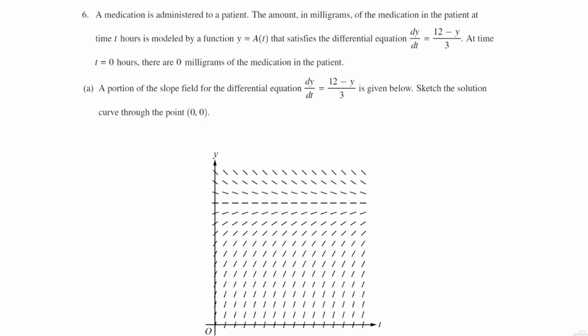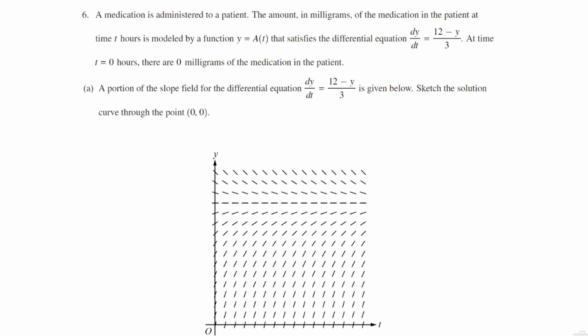All right, so this is question number 6 from the 2021 AP Calculus AB exam. It's another differential equation FRQ. So the situation we've got is that we've got medication being administered to a patient, and we have an amount in milligrams of that medication after t hours, which is the function y equals A of t. And it satisfies the differential equation dy/dt equals 12 minus y over 3.